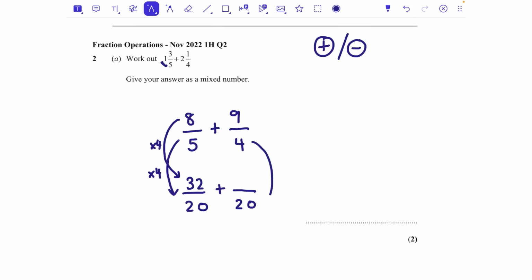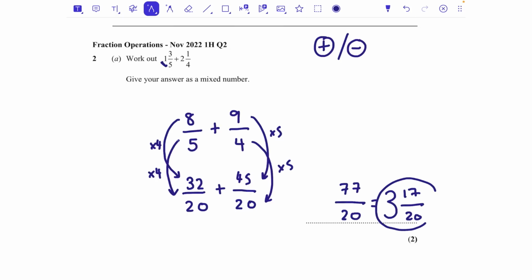For the second fraction, we've multiplied the bottom by 5, so we also need to multiply the top by 5 in order to keep that equivalent, and that is 45. So we've got 77 over 20. Now we need to give our answer as a mixed number. How many 20s go into 77? That fits in 3 whole times, because that's 60, with 17 left over out of 20. And that would be our final answer.